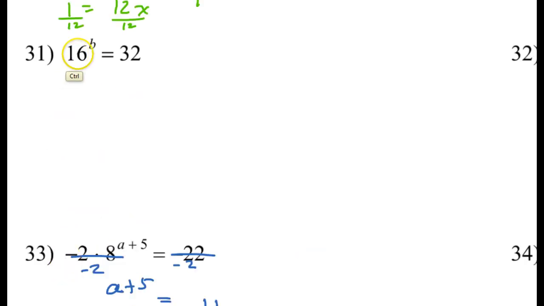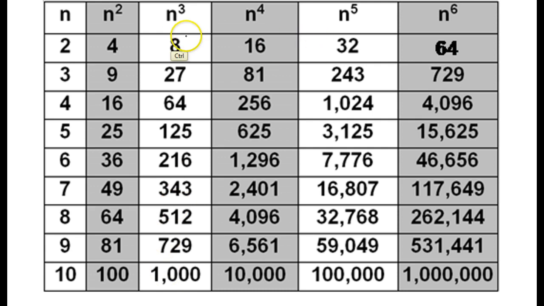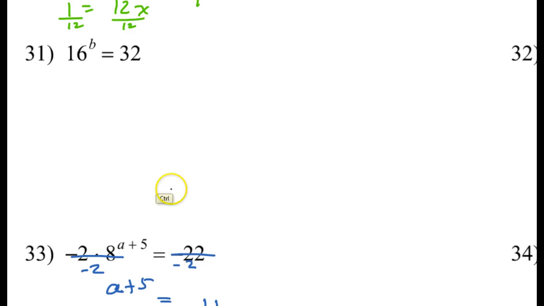Okay, for number 31, looking at 16 and 32, I would love to write these both using the same base. Maybe I can. Looking at the chart, it's all about finding a row that has 16 and 32 in the same row. And it's right here in row 2. 16 is 2 to the 4th power, and 32 is 2 to the 5th power. Okay, so I can rewrite this as 2 to the 4th power, and that b will still be there. And 32 is 2 to the 5th power.